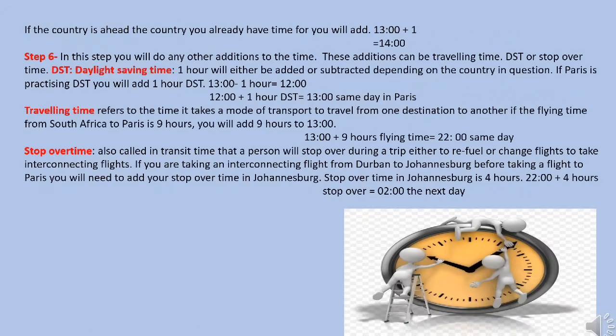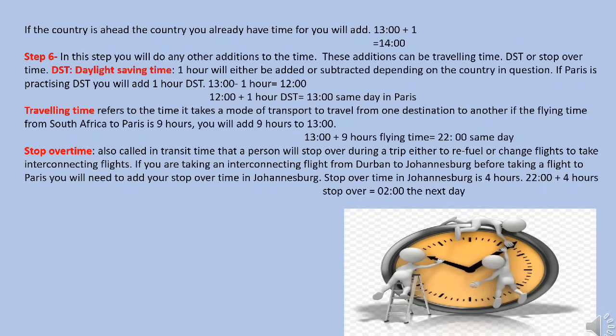If the country is ahead of the country you already have time for, you will add. For example, 13 hours plus 1 is equal to 14 hours. Step 6. In this step, you will do any other additions to the time. These additions can be traveling time, DST, which is daylight saving time, or stopover time.